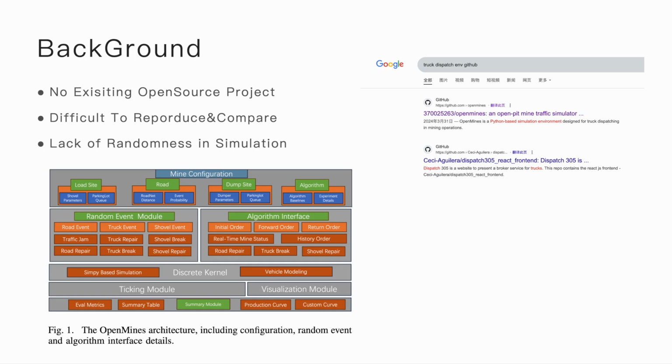When we mention the truck dispatch algorithm, we face a lot of problems. Like there's no pre-existing open source project. If you search for this on Google or GitHub, the results will be empty. And I've read a lot of academic papers researching this area. There's a huge problem: it is very difficult to reproduce their algorithms because they are mostly closed source.